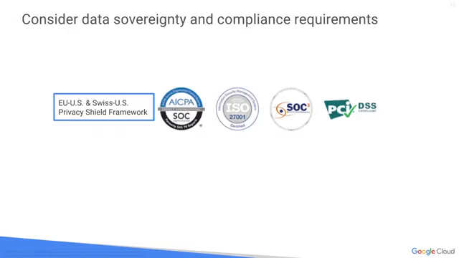Consider data sovereignty and compliance requirements. Some regions and industry segments have strict compliance requirements for data protection and consumer privacy. For example, the European Union's Data Protection Directive regulates the processing of personal data. The directive specifies a number of requirements that companies must meet around protecting personal data. Review the data protection requirements for the industry segments and the regions where your users and services will be located. For more information about security and compliance in Google Cloud Platform, see the Downloads and Resources pane.